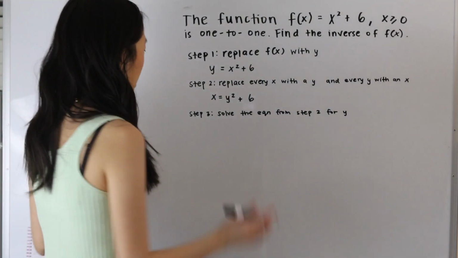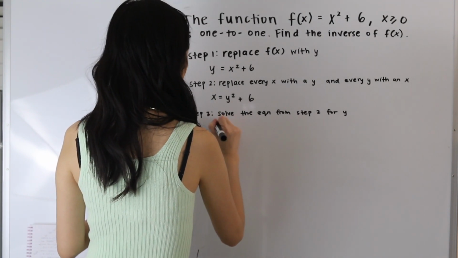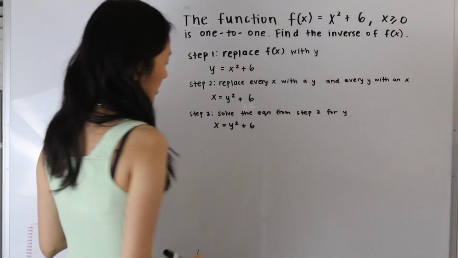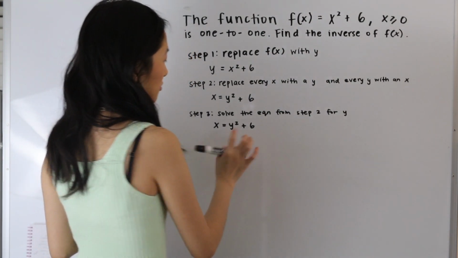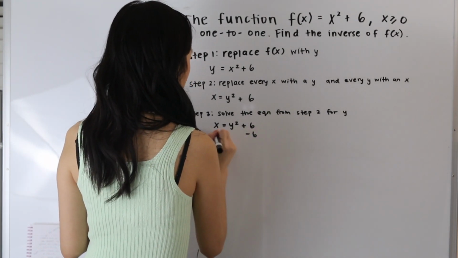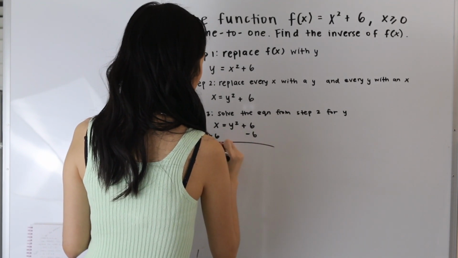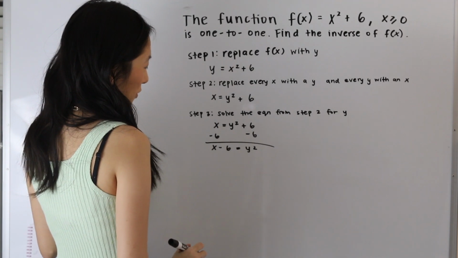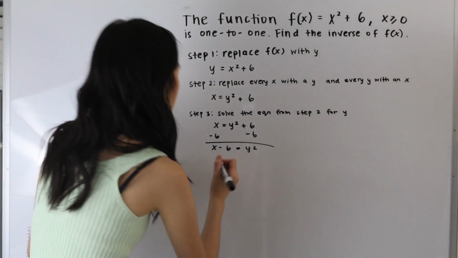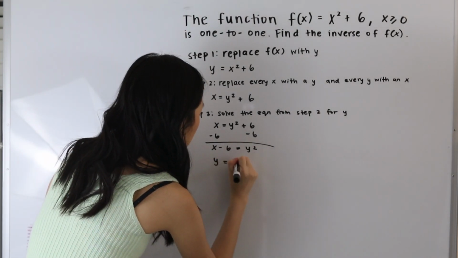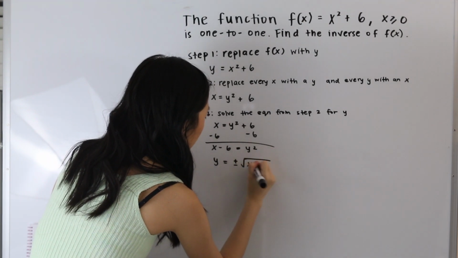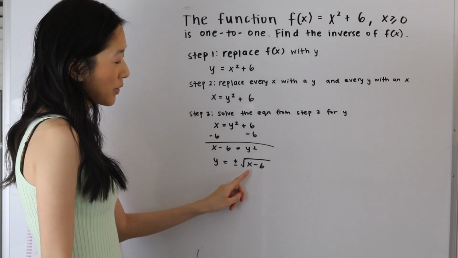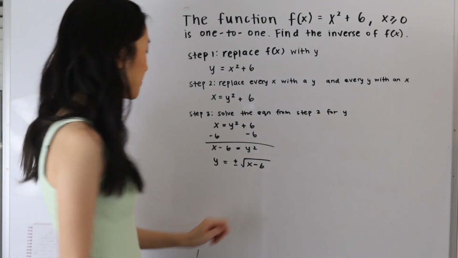Step 3 is to solve the equation from step 2 for y. So let's go ahead and rewrite the equation from step 2. We have x is equal to y squared plus 6, and let's get the y by itself. So we're going to subtract 6 from both sides. And then we're going to take the square root of both sides. And we get y is equal to plus or minus the square root of x minus 6.